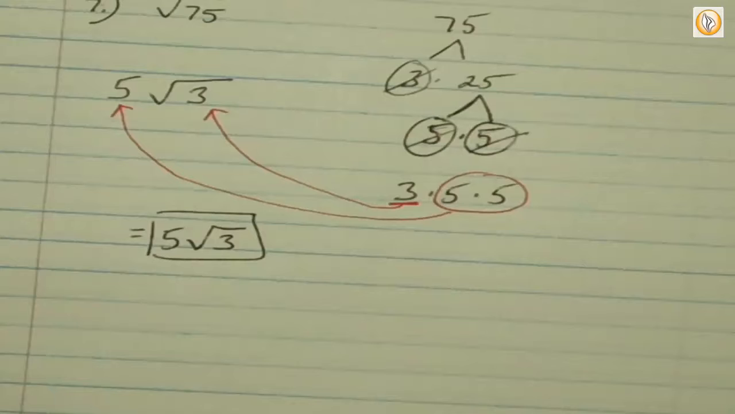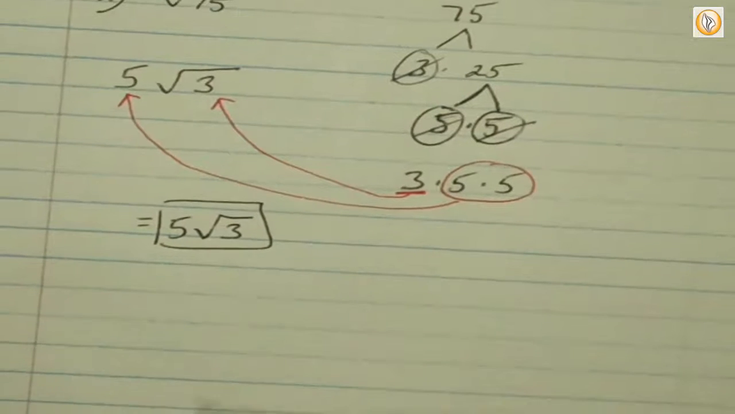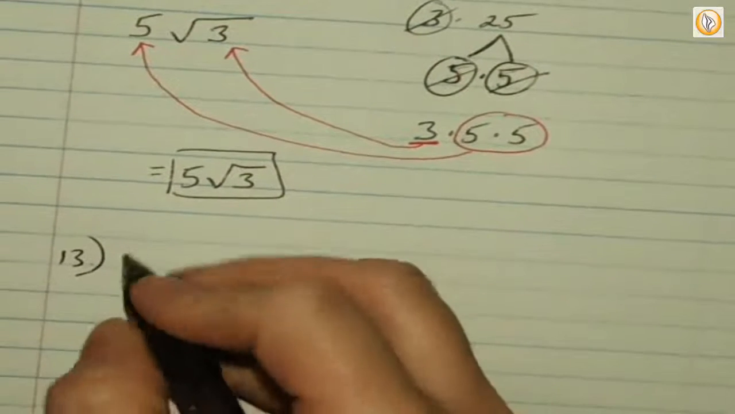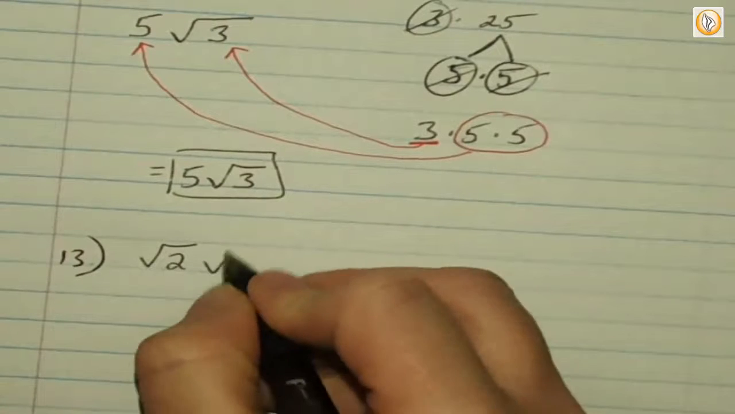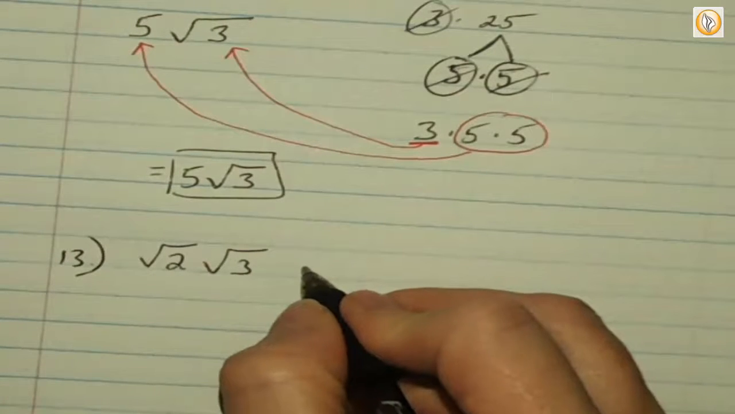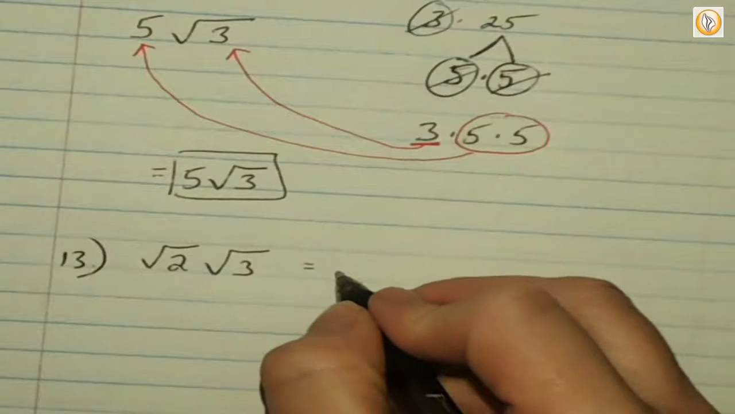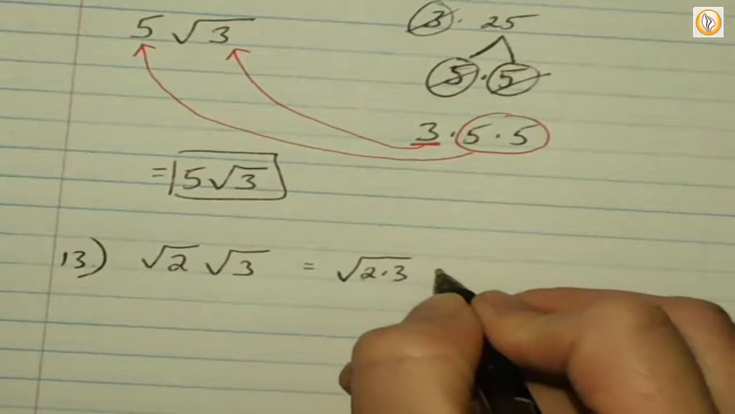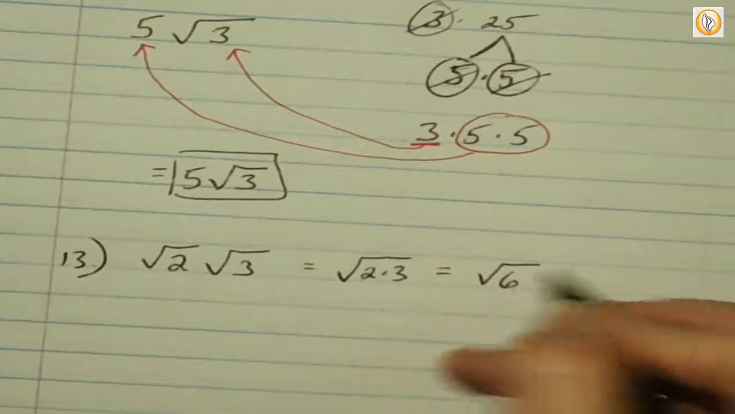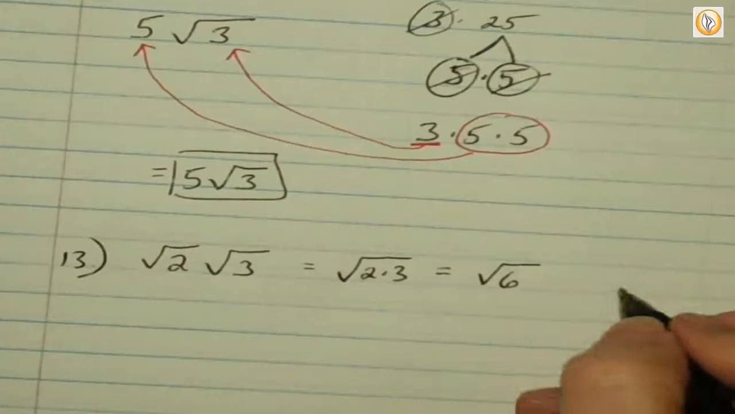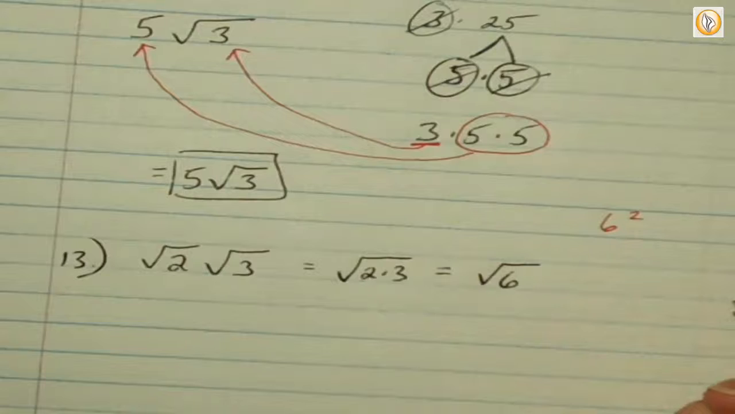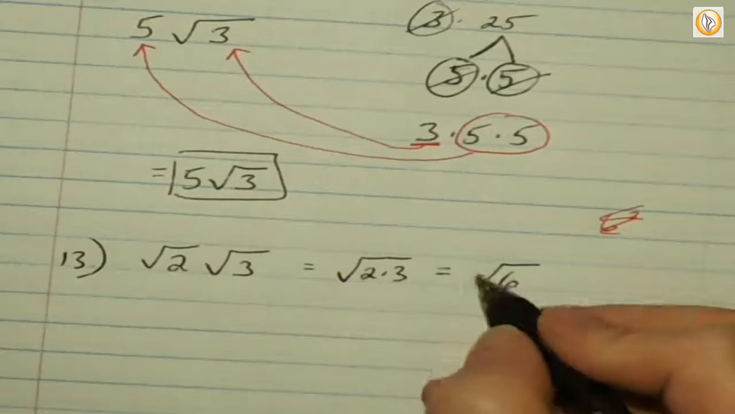All right, let's see. So you get that. Let's move on to 13. Square root of 2 times the square root of 3. Michael, what would that be? 2 times 3, which would equal 6. So we're going to say the square root of 6.